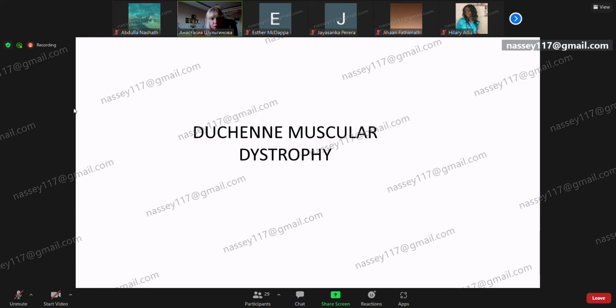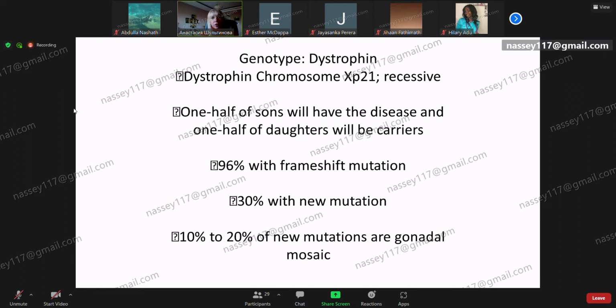Duchenne muscular dystrophy. So first, genotype, dystrophin. Then we will talk about the chromosome. Dystrophin, chromosome Xp21, recessive. Half of the sons will have the disease and half of the daughters will be carriers. 86% with deletion or duplication mutation, 30% with point mutation. The mutation can change. So 10 to 20% of the point mutations are gonadal mosaic.